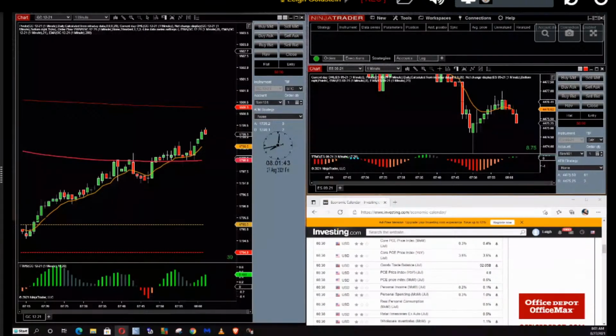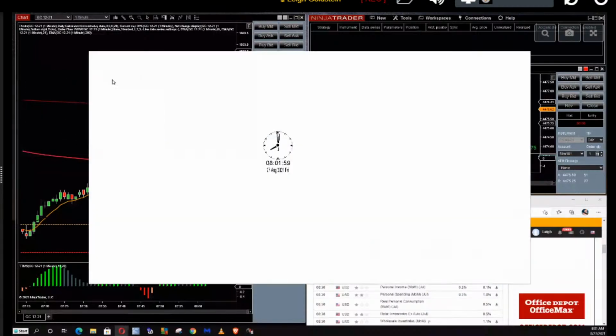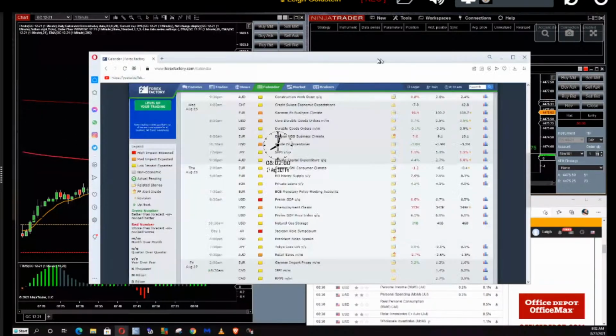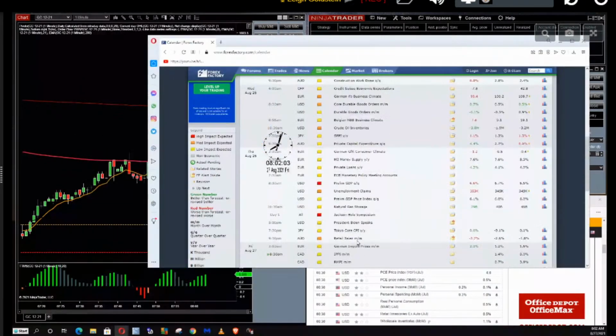I'm not so sure that we're going to see wholesale inventories and retail inventories as part of the report. I don't see it in Forex Factory. So Forex Factory is a secondary calendar that we use.